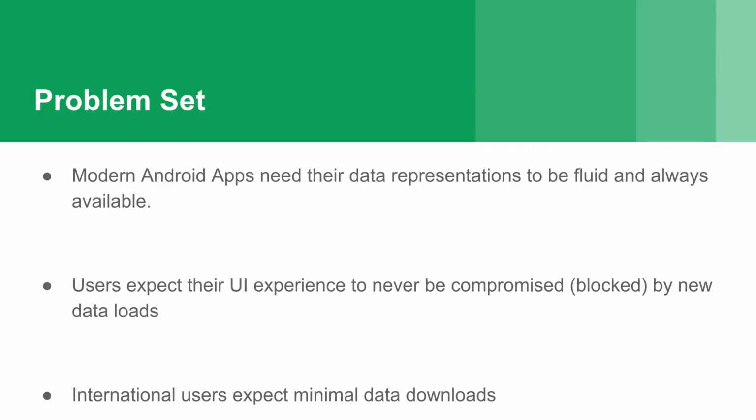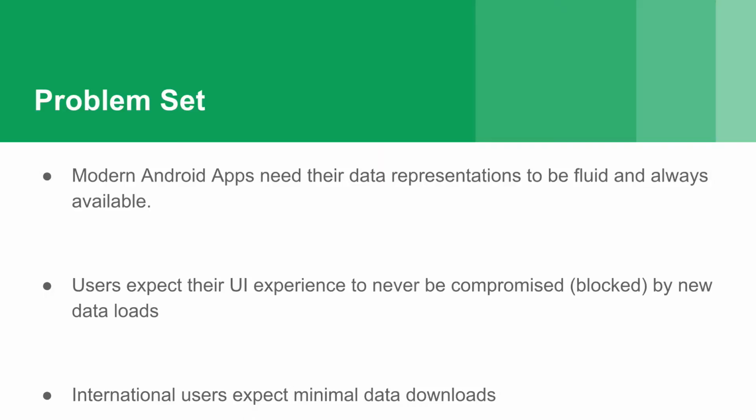So first, the problem set of what we were trying to solve with this library that we open sourced. Well, we build Android applications, and building Android applications is a little more complicated than just being on web. Android apps have to have their data be fluid and always available. If a user opens their phone for the first time when they are offline on the subway, they expect to be able to read the New York Times. We get really cranky users if our app doesn't act like a newspaper. It has to have that same experience.